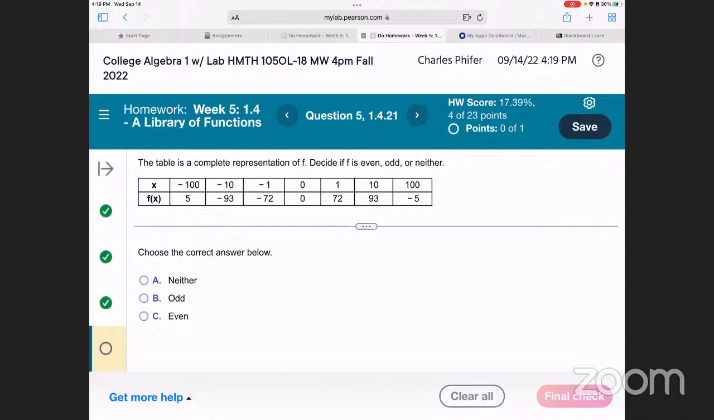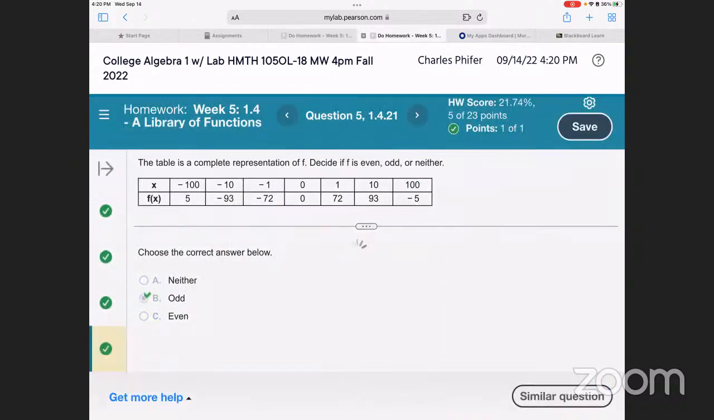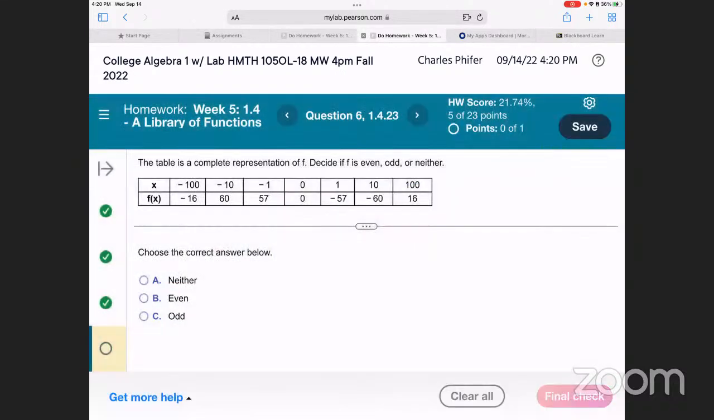So for instance, we were given that the first point is (-100, 5), but then on the tail end, we have (100, -5), where both the sign of the x and the y change. And so if you keep comparing the second one to the second to last, both change there. Since both the x and y are changing, in this case, we would say that this is odd. With this one, I think it's the same thing, right? Because both the signs are changing in each case. So we're going to go odd again.